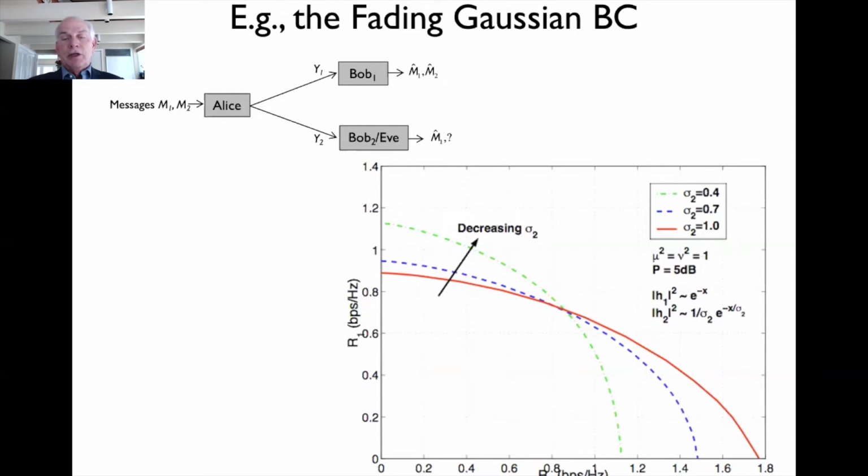But one thing to note here that's different from the additive white Gaussian noise channel is that we actually have the case in red where both channels are statistically identical. That is, neither channel is degraded with respect to the other. And you can see that even in that case, and in fact, it's true for any value of sigma 2, sigma 2 could be even above 1, and we'd still have a non-trivial secrecy capacity region. So basically what we're seeing here is that the secrecy capacity region with fading never collapses.